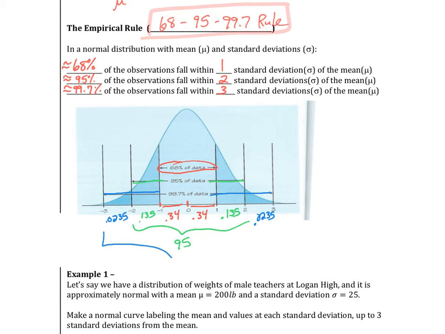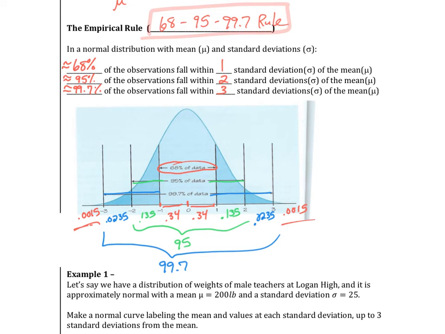Because if I add these up, this would be 99.7. Okay, and then lastly, way outside is going to be 0.0015. Because if you take 99.7 plus 0.0015 and 0.0015, you add those up, you'll get 100%. So that will make up 100% of the numbers that would go into this curve.